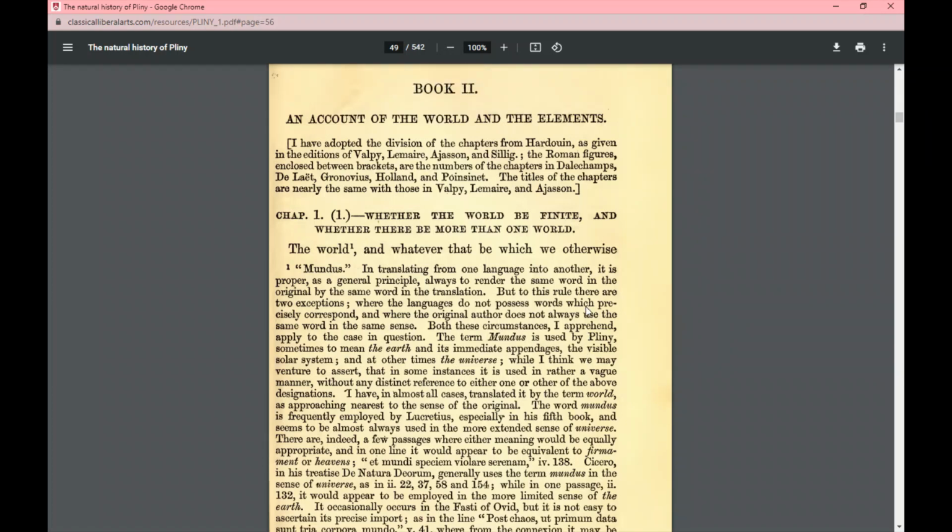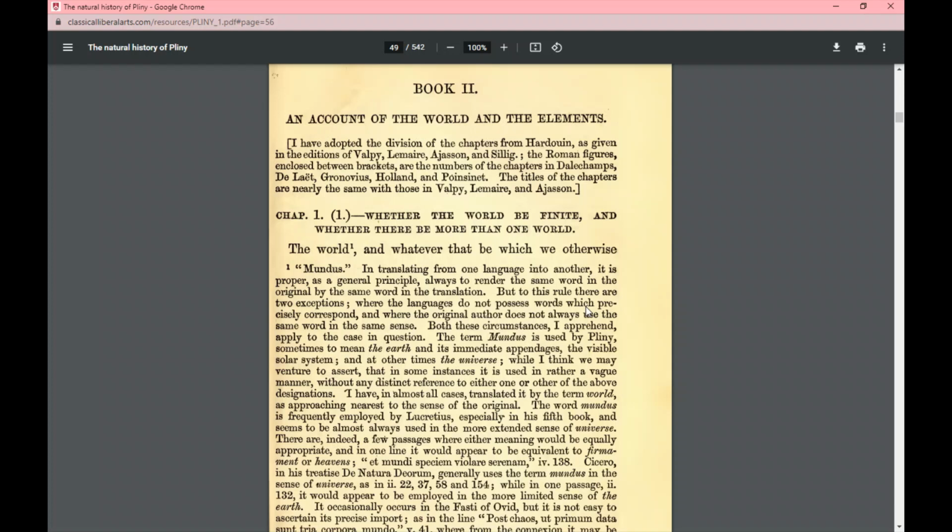You'll see the title of Book 2 is An Account of the World and the Elements. So we're going to learn what the Romans believed or knew about the world, the whole world, what they thought about the world. When we read Genesis chapter 1 and we read God created the heavens and the earth, and he made on the different days of creation all the different parts of the created world, we'd like to see, hey, do the Romans believe that?